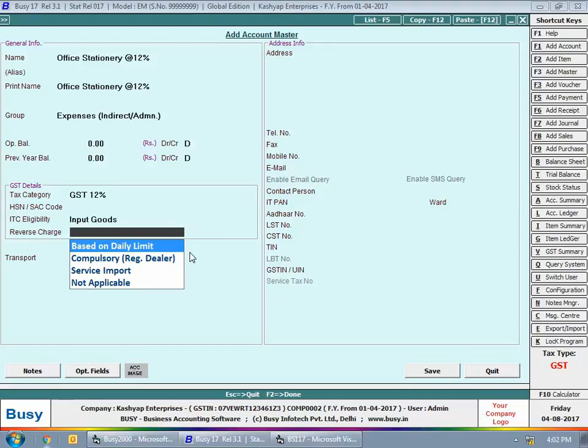Next option is compulsory registered dealer. This option is for those dealers who are registered, like if you are taking services from any registered dealer and still you need to pay RCM. These cases are for transporters and lawyers.